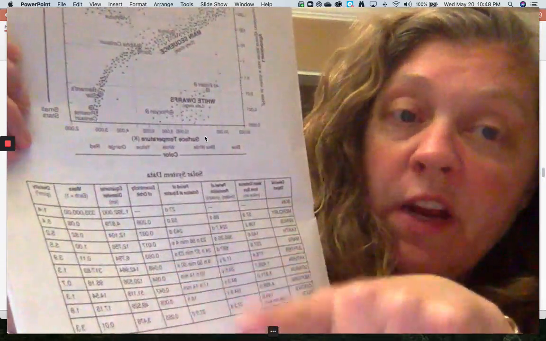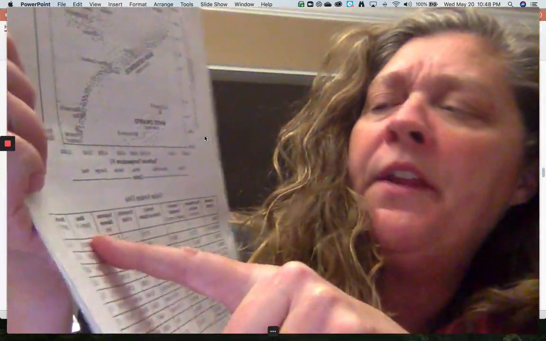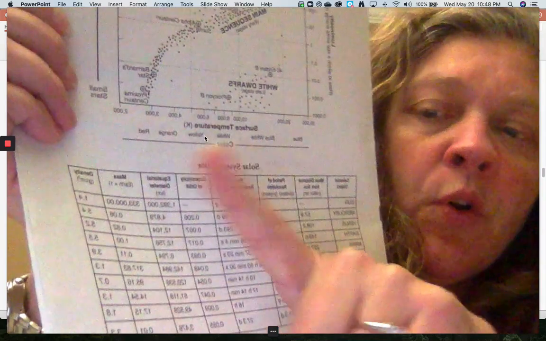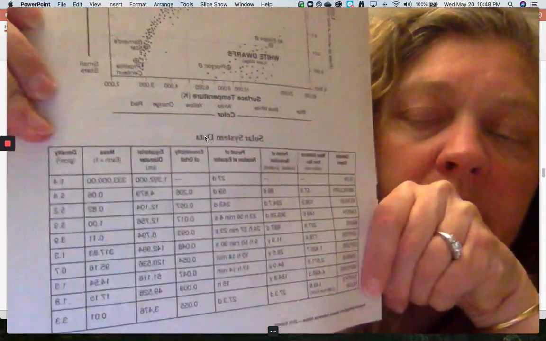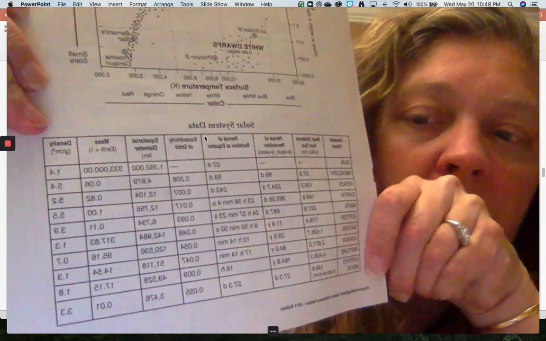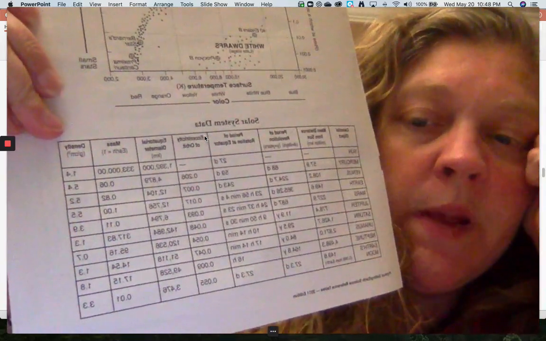So it's not the polar diameter, it's the equatorial diameter. And then you have the mass relative to Earth. So Earth would be 1. Any value that's lower than 1, less than 1, is less massive than Earth. And any value that's greater than 1 is more massive than Earth.